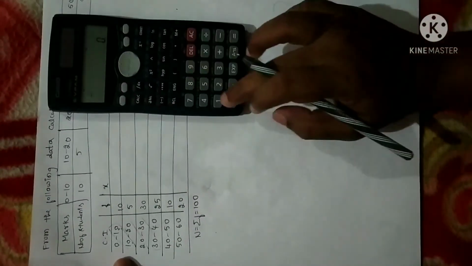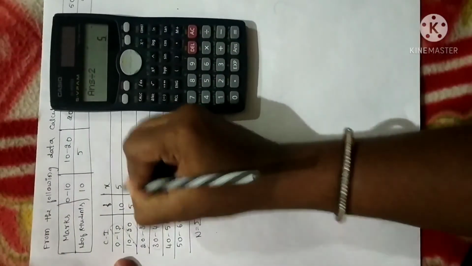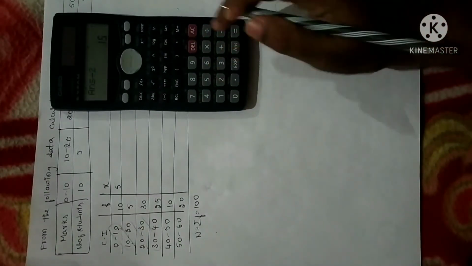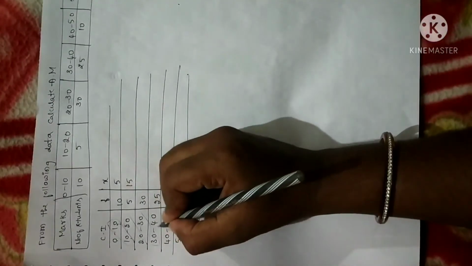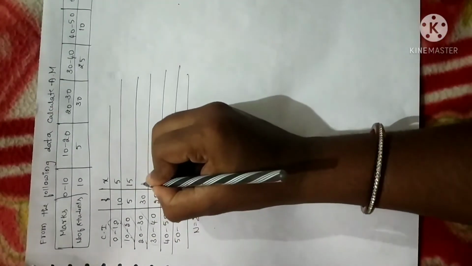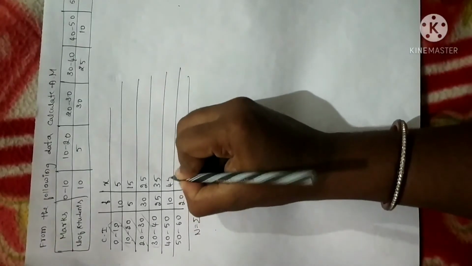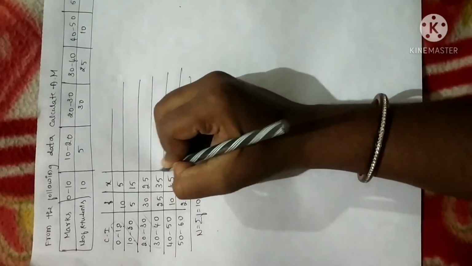Now I have to find the x value. X value means the middle value. You have to add both the interval limits, like 0 plus 10 divided by 2. That will give us 5. Similarly, 10 plus 20 divided by 2 gives 15. Similarly, 20 plus 30 divided by 2 gives 25. Similarly, 30 plus 40 divided by 2 gives 35. Similarly, 40 plus 50 divided by 2 gives 45. Similarly, 50 plus 60 divided by 2 is 55. So the x values we have obtained.